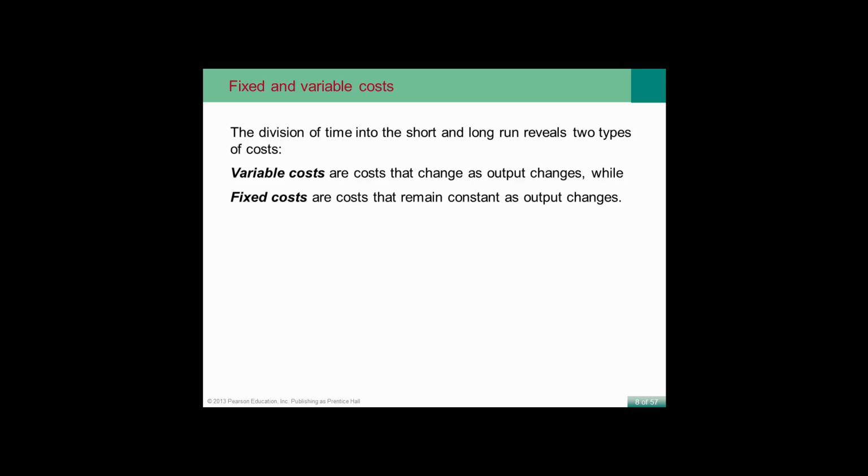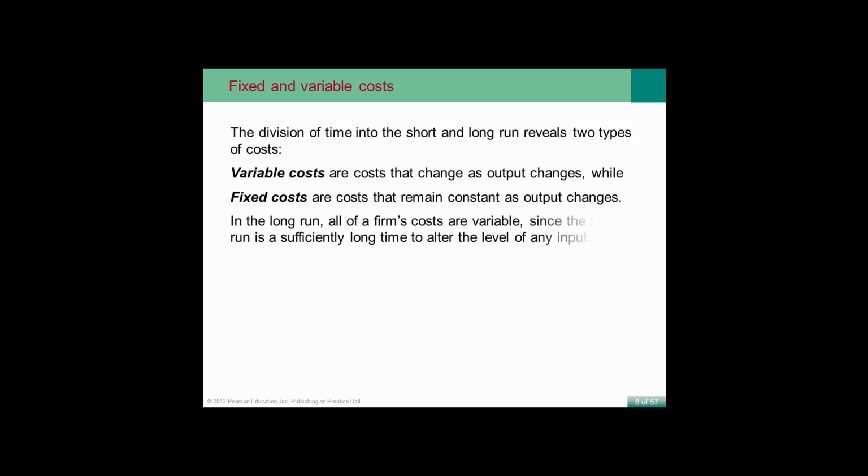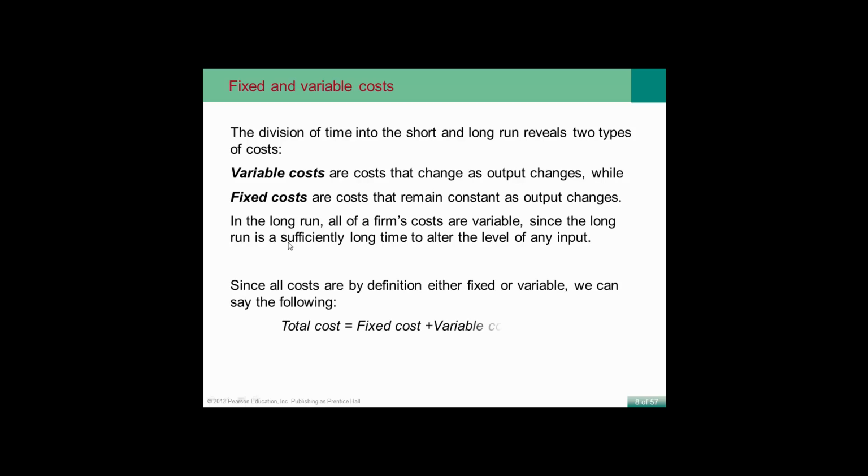So fixed and variable costs. These are very important in business and in economic terms. A variable cost is a cost that changes as output changes, while a fixed cost is a cost that remains the same as output changes. Variable costs are usually like hourly workers, also products that go into manufacturing. If it's directly related to the product, usually variable. But if we purchase a building, that's pretty much a fixed cost, at least in the short run, right? In the long run, all of the firm's costs are variable, since in the long run, there is sufficient time to alter the level of any input.